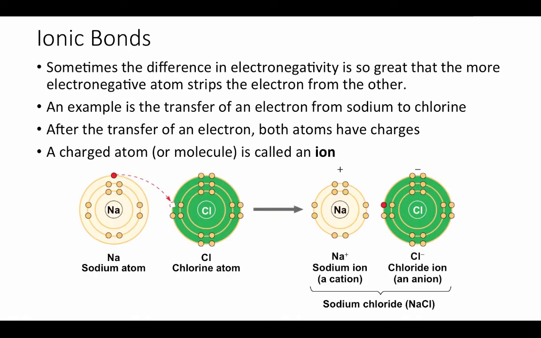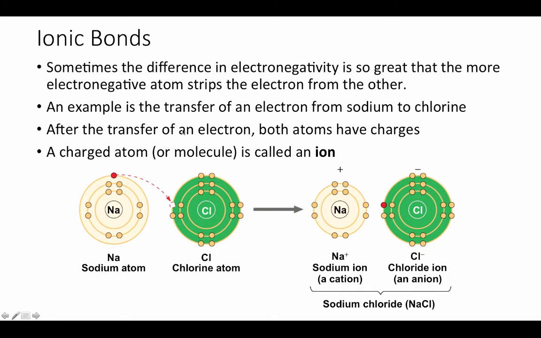So this is easier to see in this diagrammatic form. Here we have sodium with its single electron in its valence shell. Chlorine is just missing one, so chlorine is going to steal that electron. And so now sodium still has the same number of protons, but it's got one less electron, so it's going to have a positive charge. Chlorine also has the same number of protons, but now it has one extra electron, and this is going to give it a negative charge.